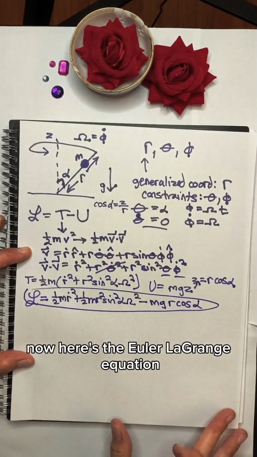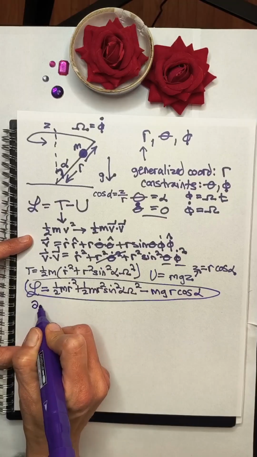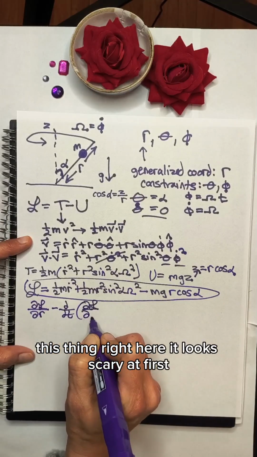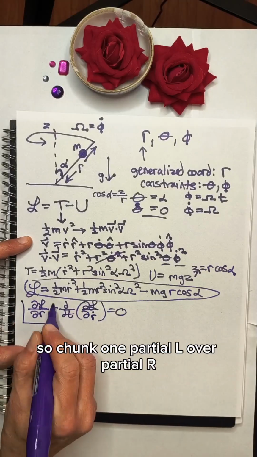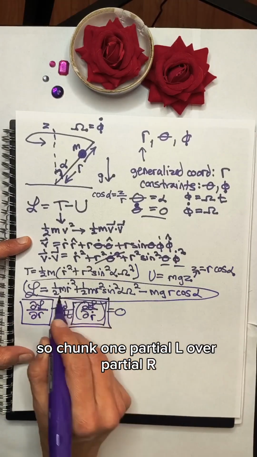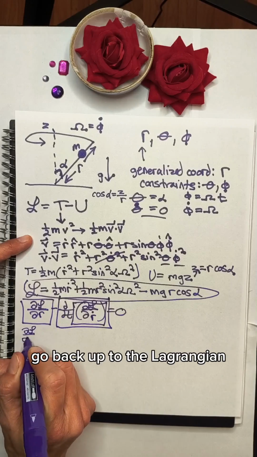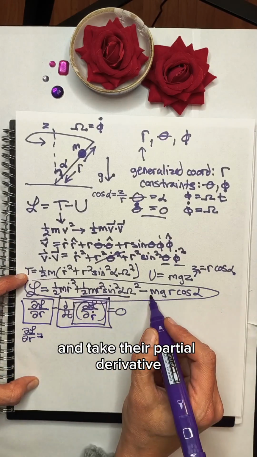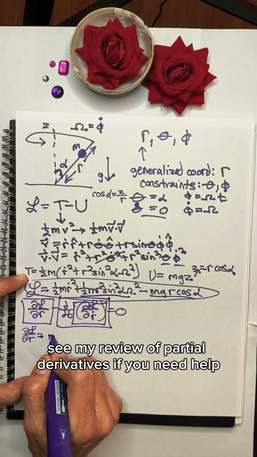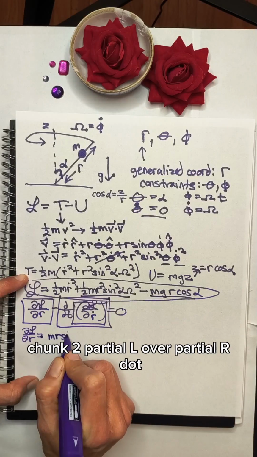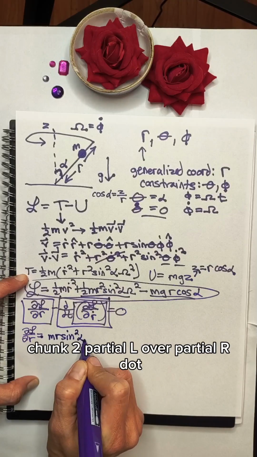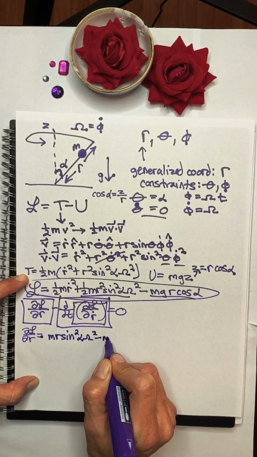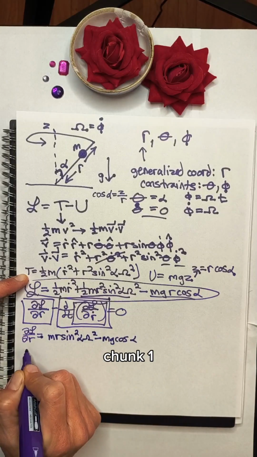Now, here's the Euler-Lagrange equation. This thing right here. It looks scary at first, but you just do it in chunks. So chunk 1, partial L over partial r. Go back up to the Lagrangian, underline all your terms that contain r, and take their partial derivative. See my review of partial derivatives if you need help. Chunk 2, partial L over partial r dot. Oh wait, let's finish chunk 1 first. Okay. Chunk 1.